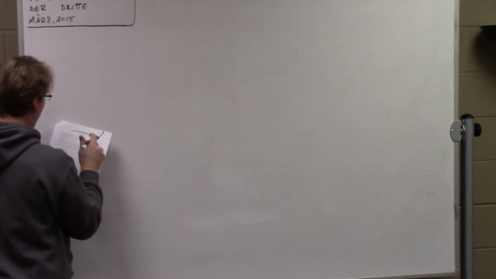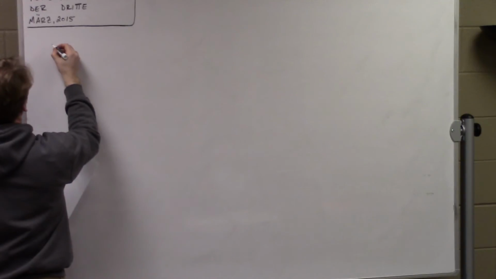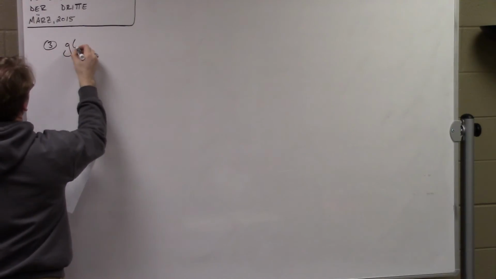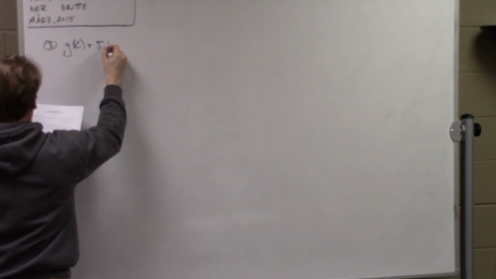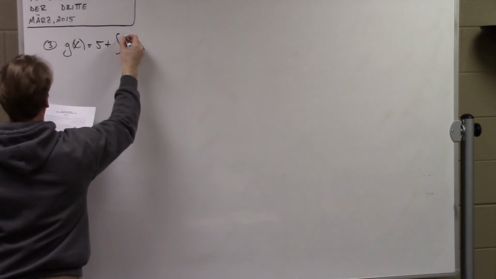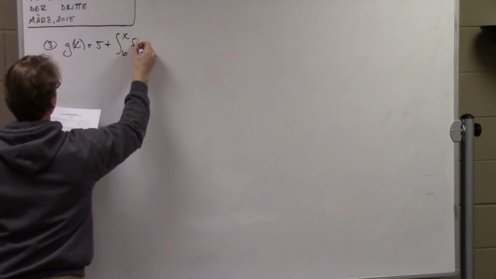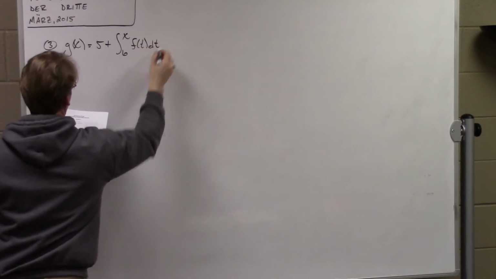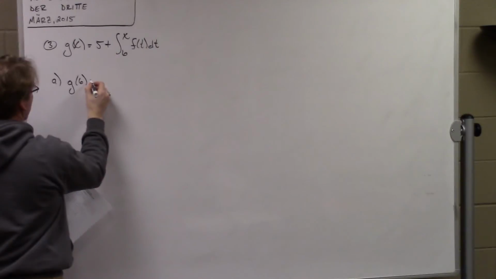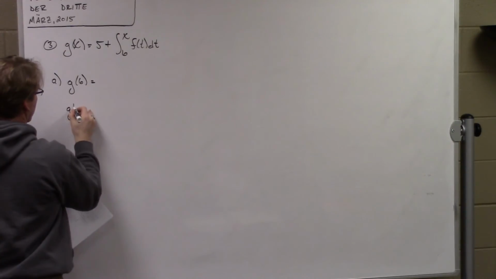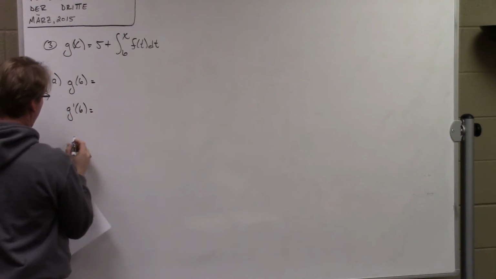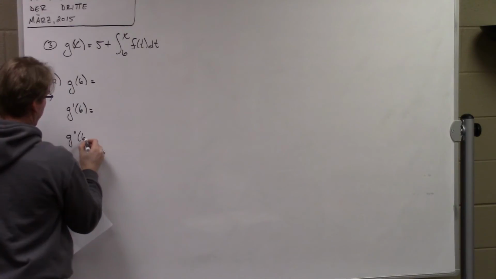All right, so without setting this one up, you have everything in your notes there. You got the picture of the graph, and then you have G, which is important. You have that G of X is going to be 5 plus the integral from 6 to X of F of T. And F is drawn for you. All right, part A. Find G of 6, G prime of 6, and G double prime of 6.